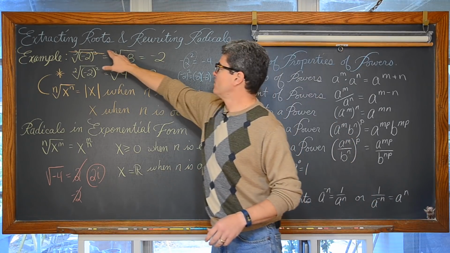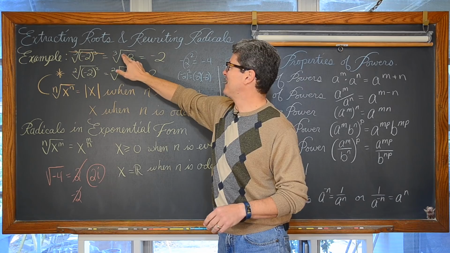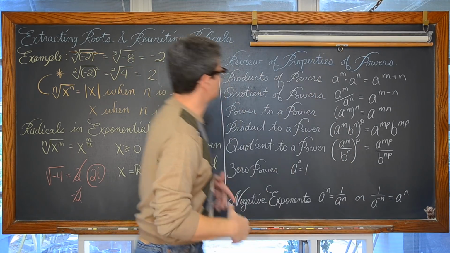Well, the root's odd. So we can take a third root of a negative number and get a negative answer. Must be the cold medicine.